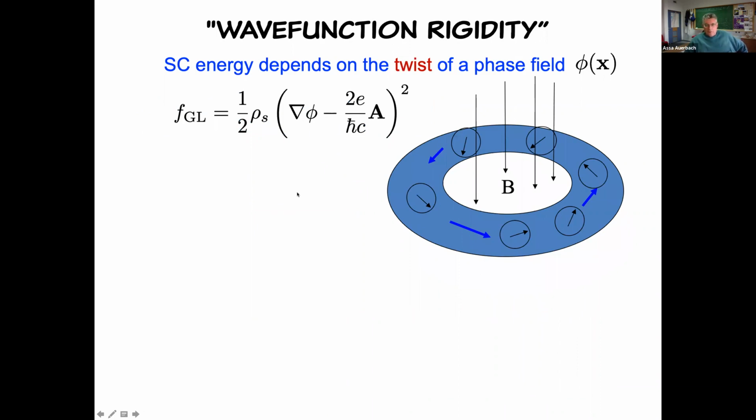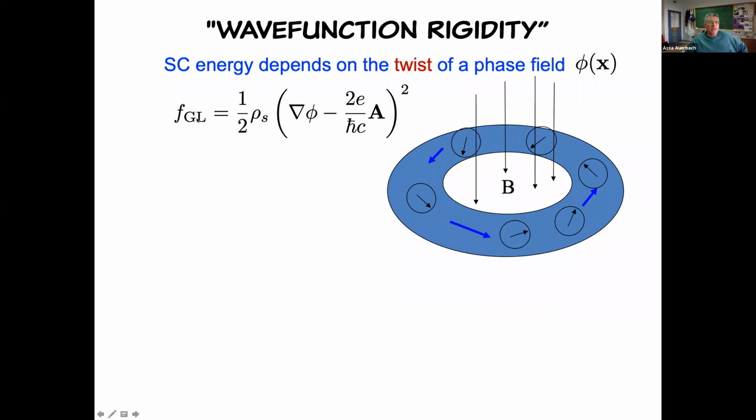What is important about superconductivity that we need to remember is the concept of wave function rigidity. Wave function rigidity, a concept developed by Anderson, is really the fact that a superconductor is defined by some very interesting degree of freedom called phase, which could change as a function of position. It describes the order parameter of the superconductor, and it can wind around the circle. And the free energy depends on the gradient of the phase and the gauge field that it's exposed to squared. So it's like an elastic theory.